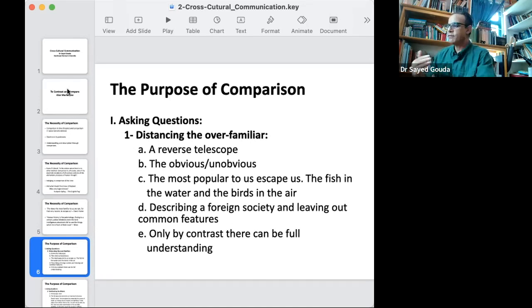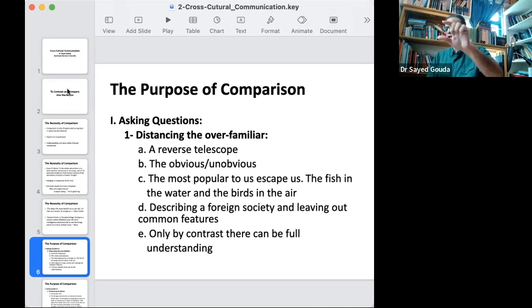First thing, let's call them 2 phases. The first phase, the first stage, is asking questions. The second stage is testing answers. We ask questions first. We try to come up with some questions and certain hypotheses, and then we try to test the answers we may have.